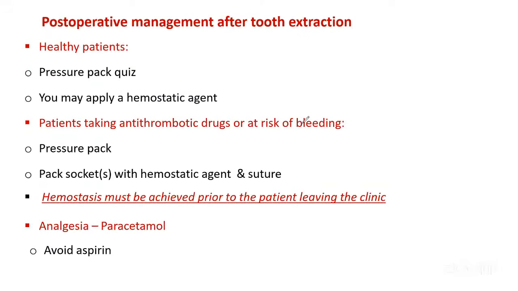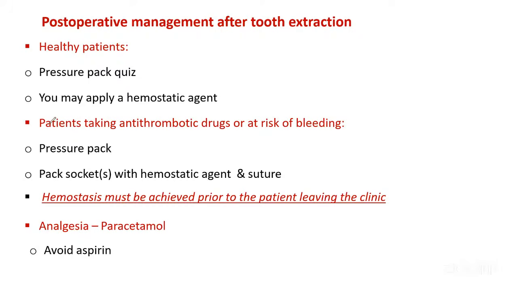So let's say that a patient comes to you, and you perform a tooth extraction. We can categorize these patients into two groups. First, the healthy patient. If you did an extraction in a healthy patient, the natural body response will enhance the clotting. So a pressure pack is more than enough, or a pressure pack and suturing if needed. But in some cases, you might apply a hemostatic agent.